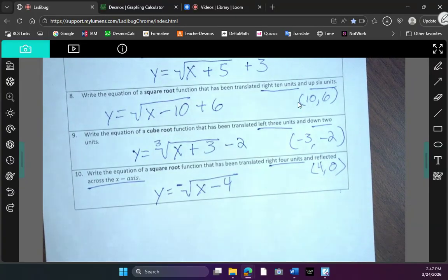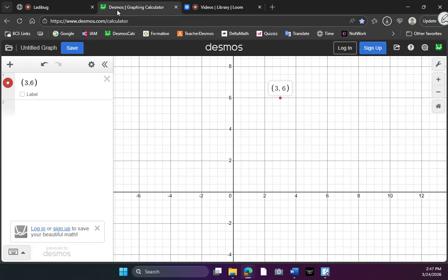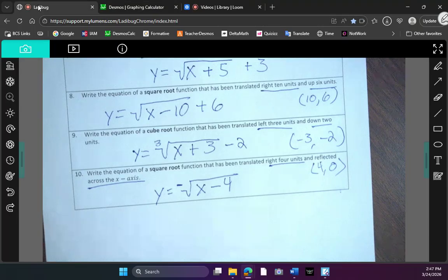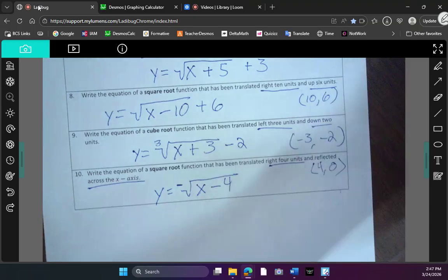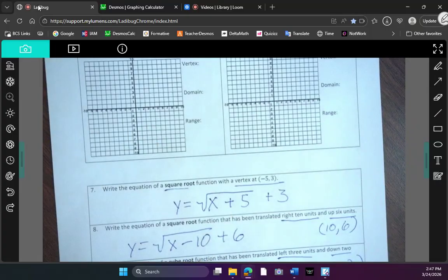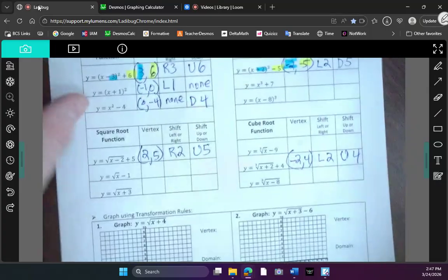And let's just double check this one real quick. We've got y equals negative square root of x minus 4. Notice it's flipped upside down. It is translated right 4 units, and it does what we say it's going to do. So double check with your teacher for the answer key for the rest of these. I'm not going to waste your time teaching them over and over again because they are going to be all the same.